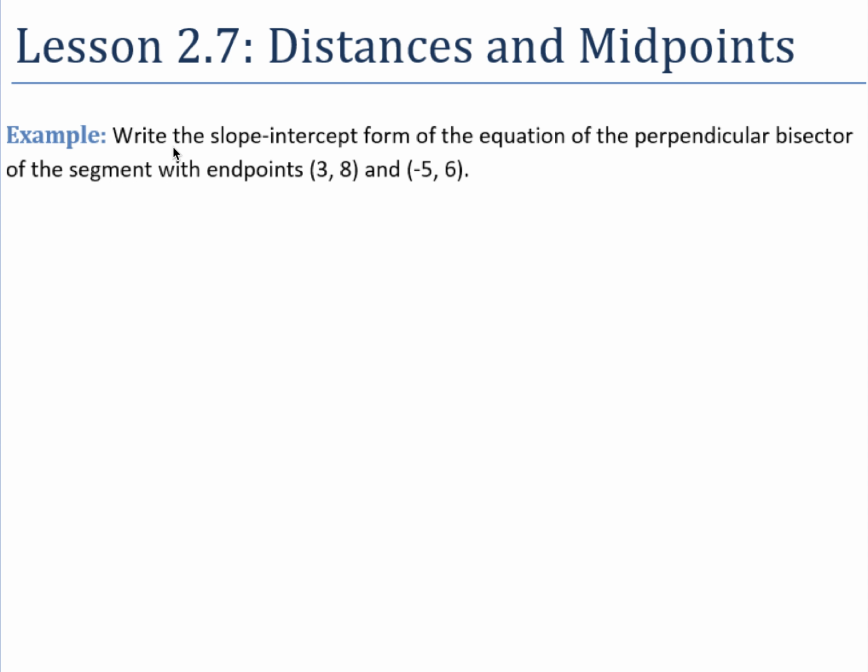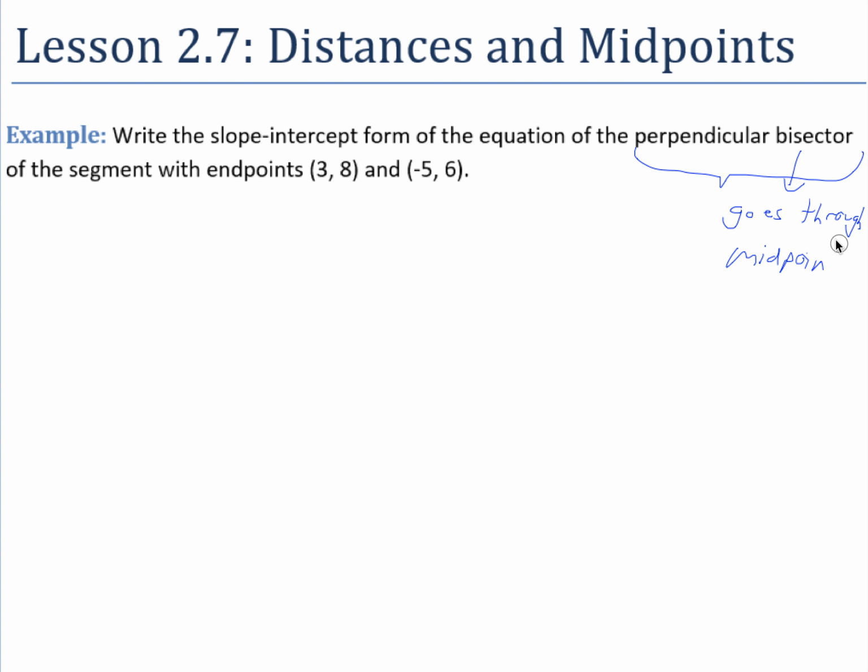It says write the slope-intercept form of the equation of the perpendicular bisector of the segment with endpoints 3, 8 and negative 5, 6. So first we need to make sure we know what this is. Perpendicular bisector means it's perpendicular to this segment and it splits it at its midpoint. So this means it goes through its midpoint. And that makes sense that we're learning this right now because we just learned the midpoint formula. So we'll be using that.